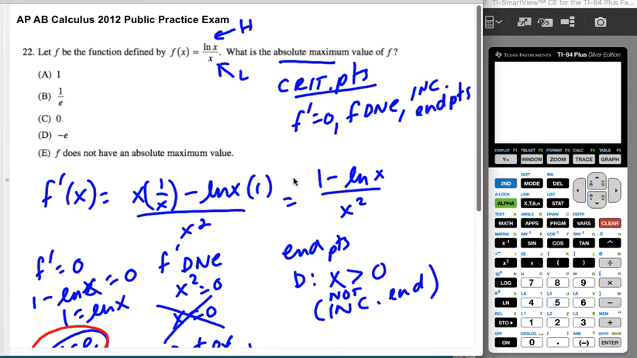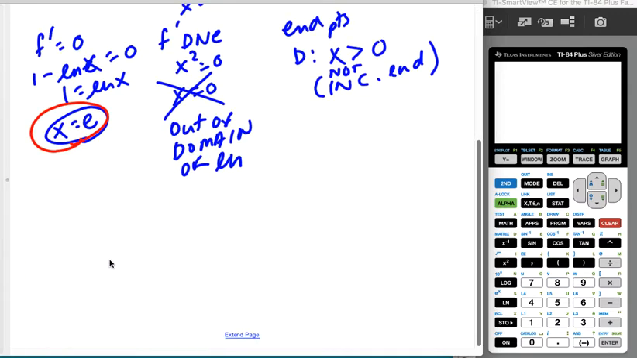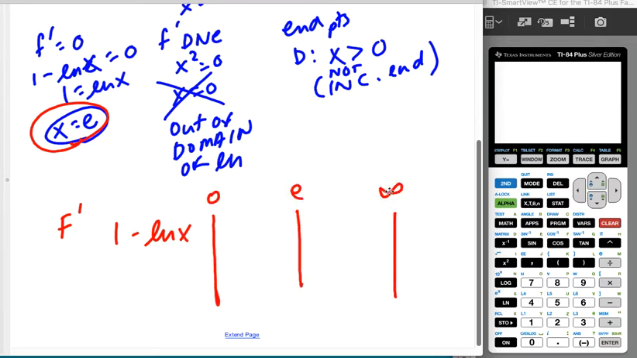So I'm going to go ahead and make a sign chart for my f prime. The factors are this. I start at 0, my only critical point is e, and then I go up till forever. My other factor is an x squared. Well, x squared is positive all the time after 0, and before 0, it's just at 0 we have a problem. And 1 minus natural log of x.